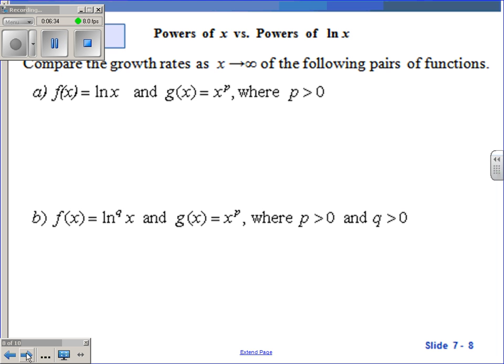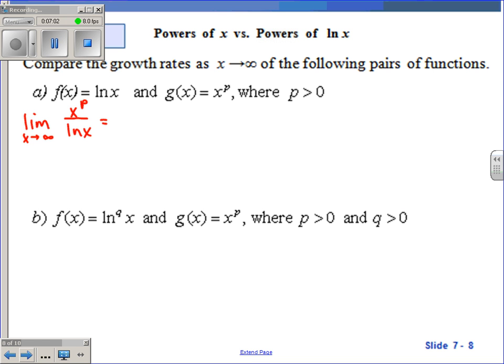Okay, so now, just in general, if we look at natural log of x and x to the p, I want to see which one grows fastest. Let's look at the limit. It doesn't matter which way you do it. I'm going to look at the limit of x to the p over natural log of x. It doesn't matter which is on top. And we're going to look at x approaching infinity.